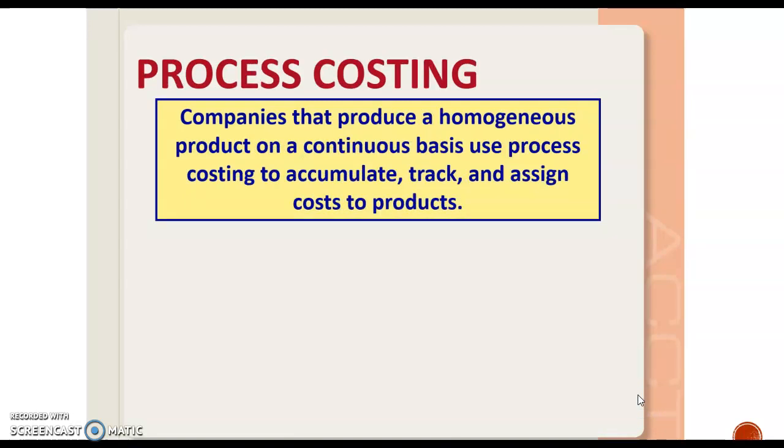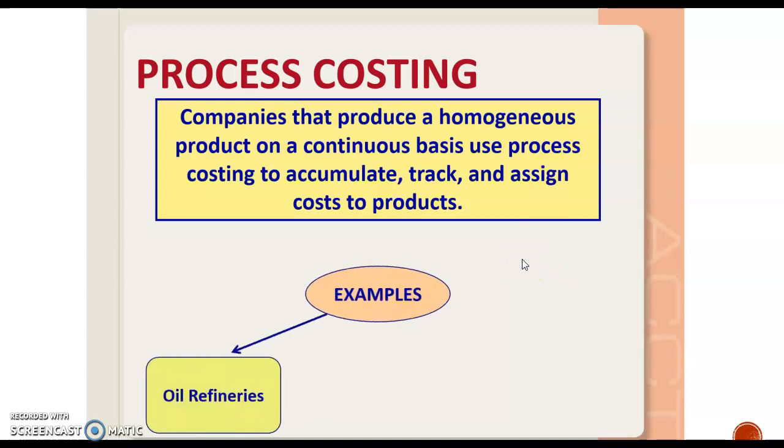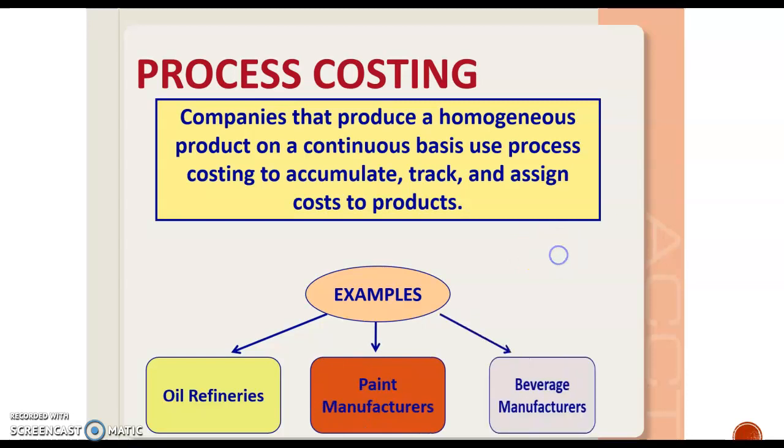Process costing is usually where we have homogeneous products. That means that it's all kind of the same, and it flows along on some kind of continuous basis. And so we're going to accumulate the costs on the different processes or different departments that it goes through. Some examples of something that would use process costing are an oil refinery, a paint manufacturer, or beverage manufacturers.